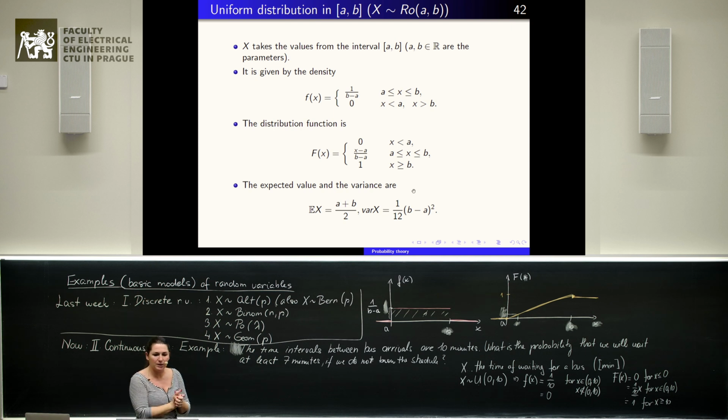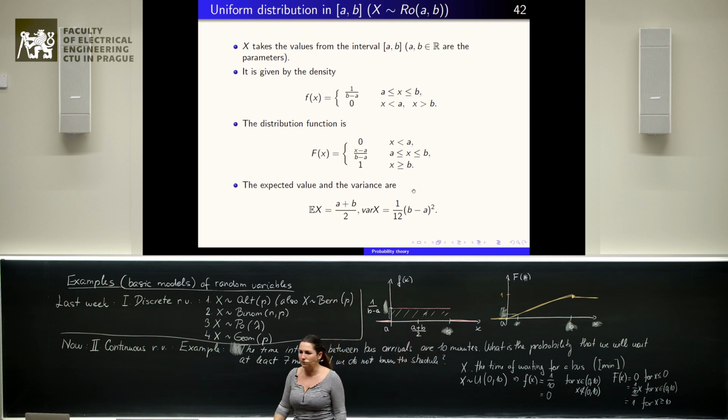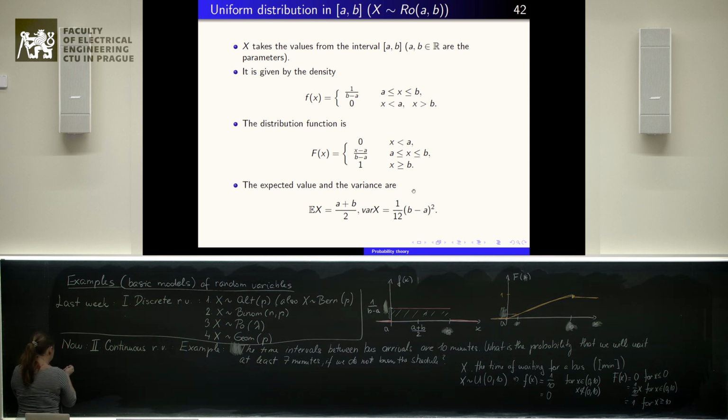And how is it with expected value and with the variance? So the expected value is, as we expect, in the middle of the interval. The middle of the interval from a to b is a plus b over 2. But of course, it can also be calculated. So I will show you how to calculate the expected value and the variance of uniform distribution.